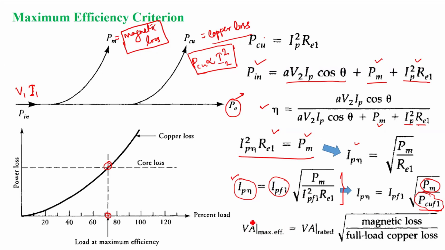Okay. Now we can find the VA at maximum efficiency. That means the volt ampere, or the apparent power output of the transformer at maximum efficiency, will be nothing but VA rated, because we just multiply here by V2 or aV2 on both sides of this equation, right? So now the VA at the maximum efficiency is equal to the rated VA, the apparent power at the rated full load condition, multiplied by the square root of magnetic loss divided by full load copper loss. Okay, so this is how we find the volt ampere, the apparent power, under the maximum efficiency condition, right?